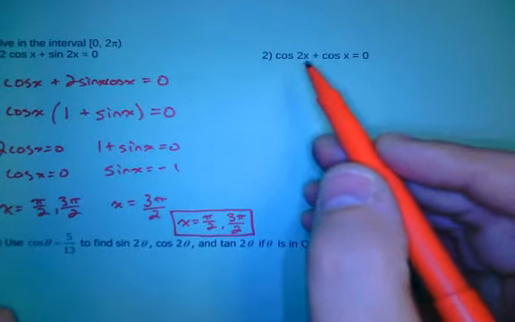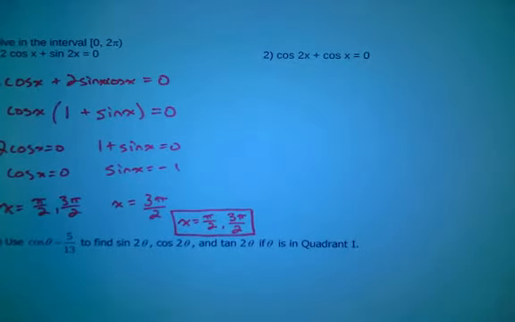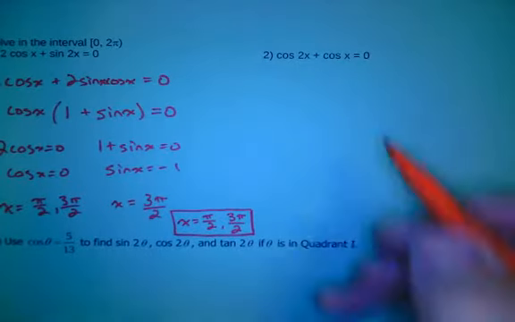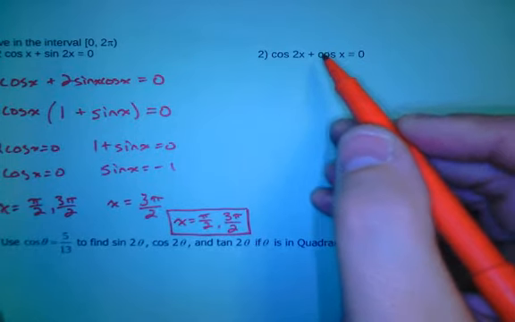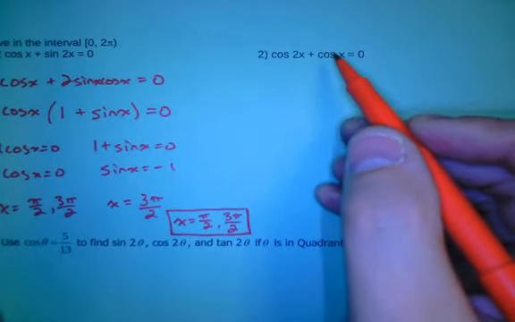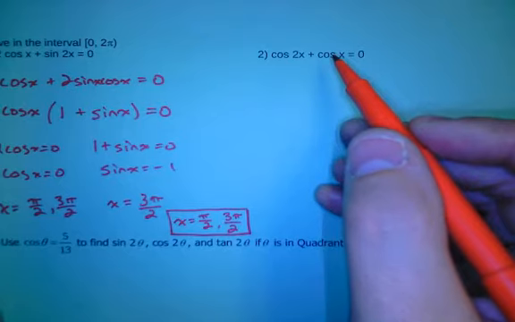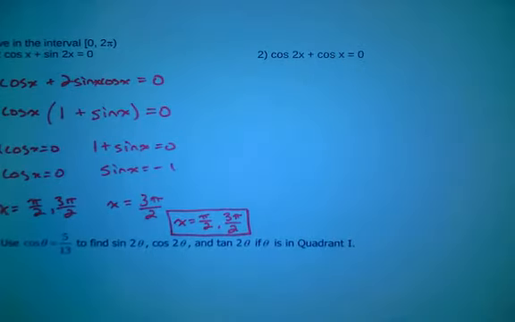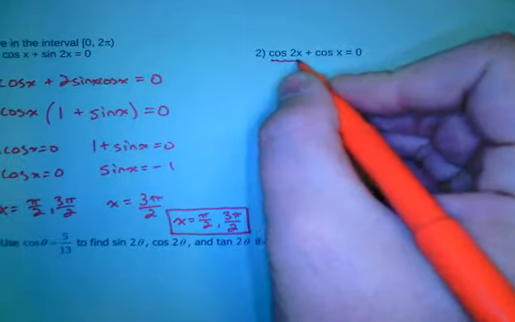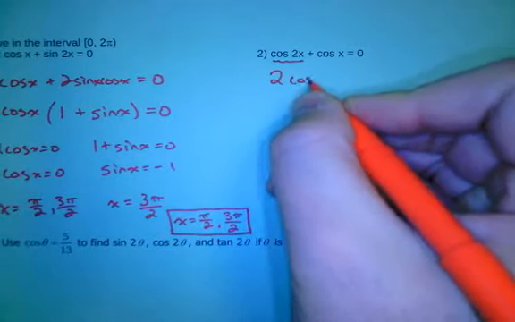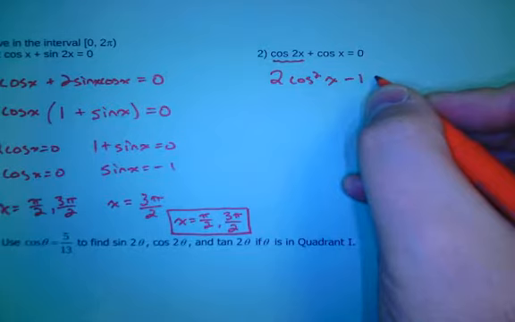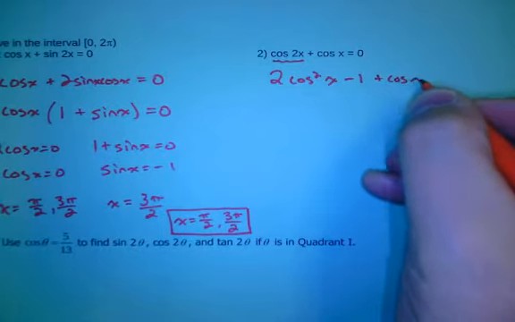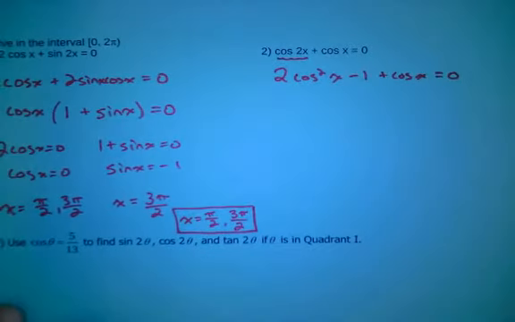Now, for cosine of 2x, there are 3 choices. We need to pick the best choice. The best choice is going to be cosine squared x minus 1, because there's only cosine. So let's pick the one that only has a cosine. So this is going to equal 2 cosine squared x minus 1 plus cosine x equals 0.